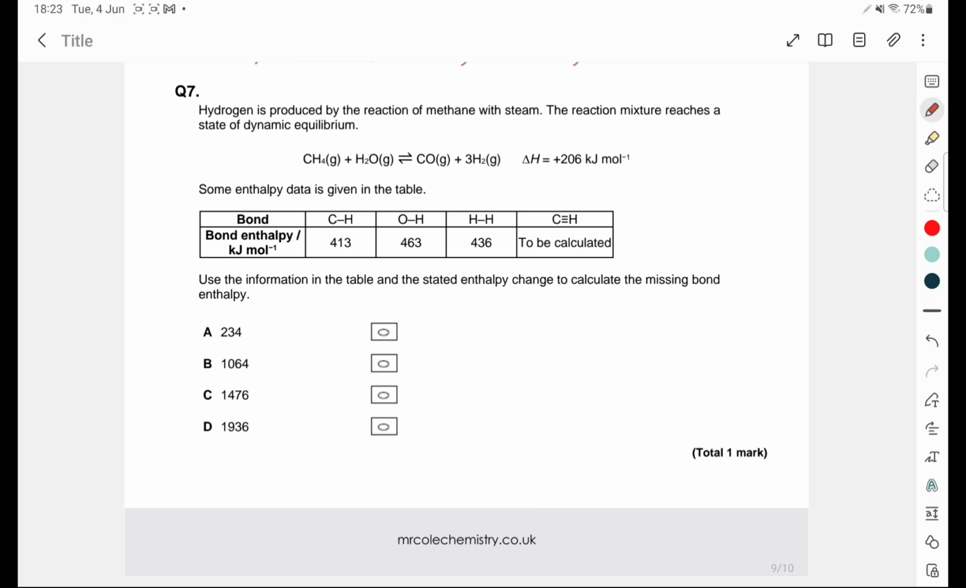Question 7 is a multiple choice question. It is, however, just a Hess diagram question. Even though it's a multiple choice question, I would still recommend drawing out your Hess diagram. Note that all the values in the table are bond enthalpies, so it is the energy that is required to break the bonds, so the arrows are pointing towards the individual atoms.